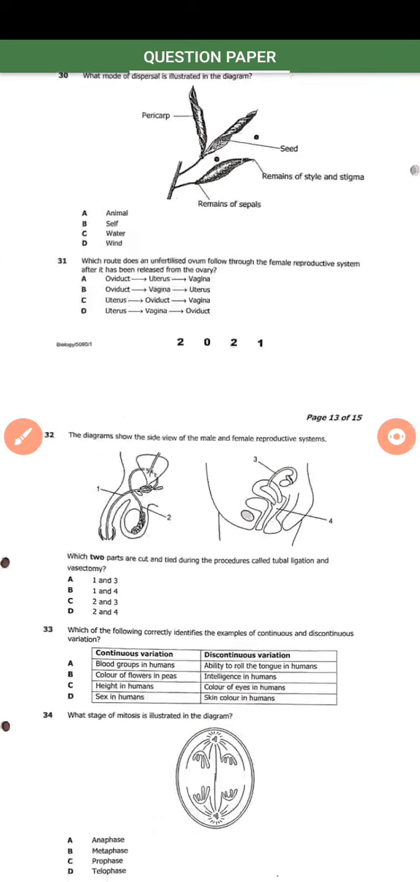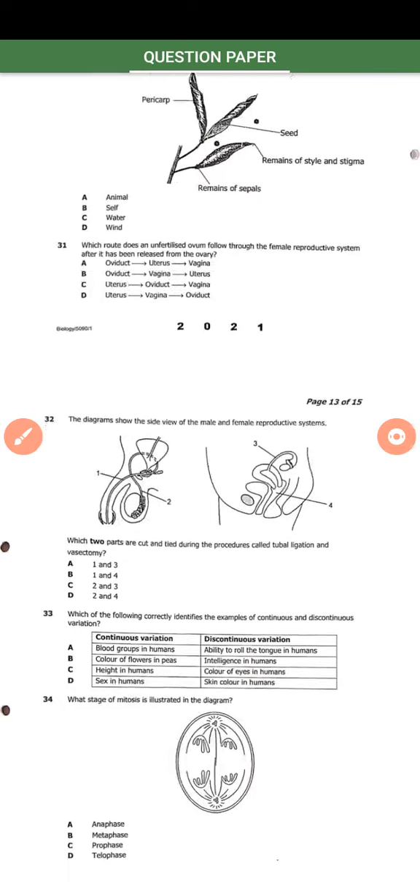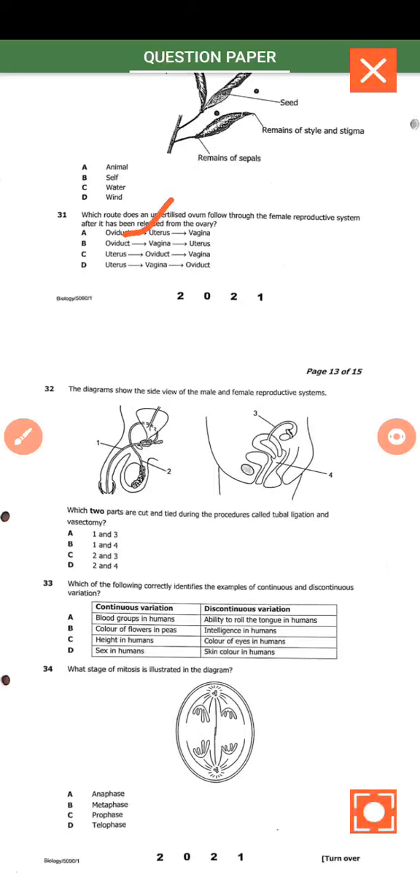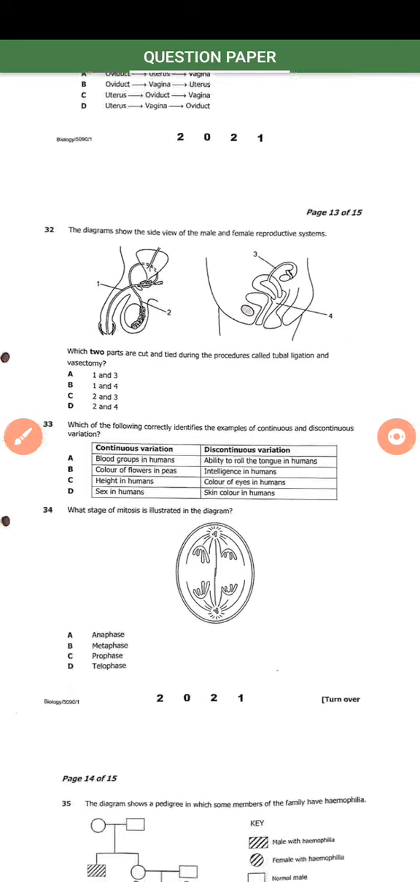Which route does an unfertilized ovum follow through the female reproductive system after it has been released from the ovary? It will pass through the oviduct, then the uterus, and then comes out through the vagina. So the correct answer is A. Okay, so let's go to 32.